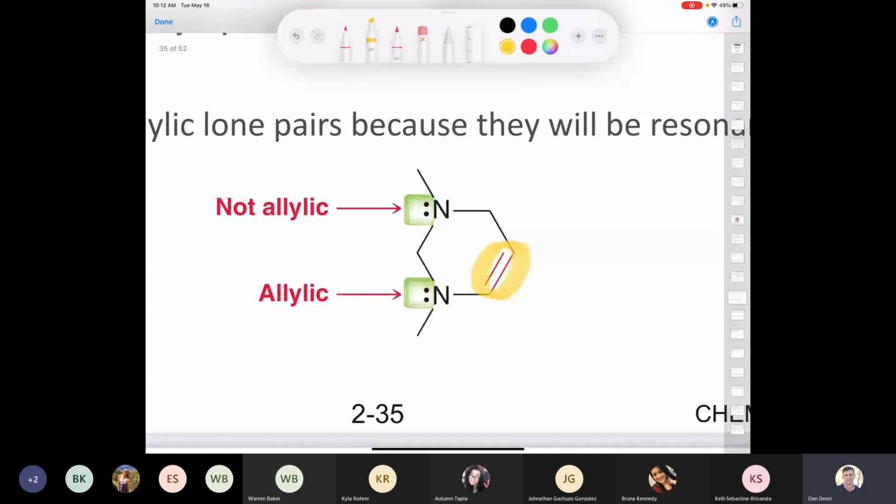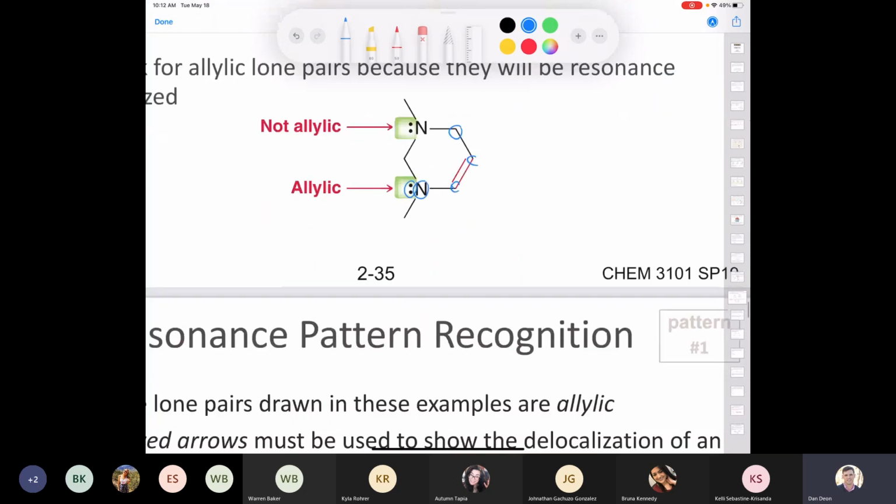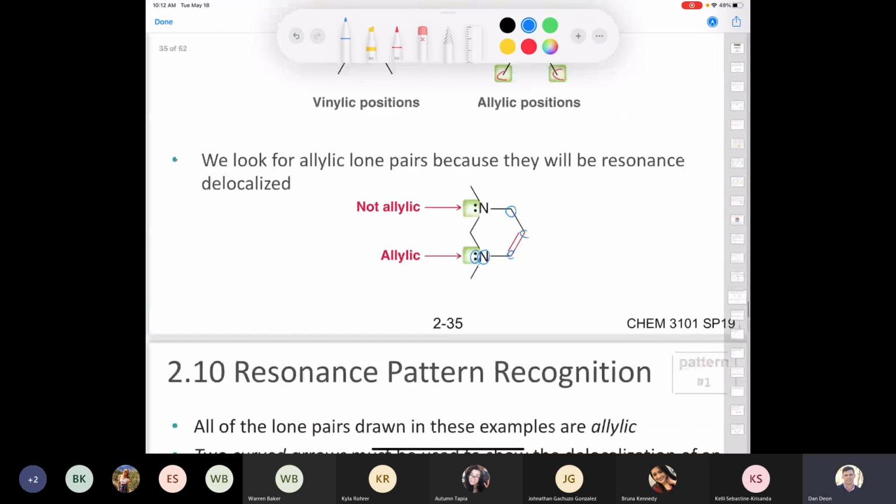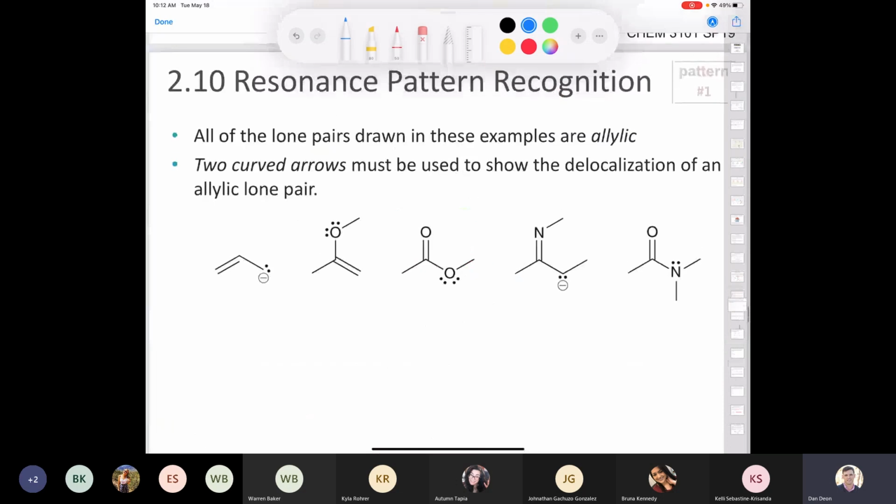If this is our double bond, I'll repeat myself here. These are vinylic positions. This is an allylic position, and this is an allylic position. There's a lone pair on this nitrogen, which is in an allylic position. So we call that an allylic lone pair, and it will participate in resonance. All the lone pairs in these molecules and ions are examples of allylic lone pairs. Two curved arrows have to be used to show the resonance delocalization of the lone pair. So let's start with the first one.